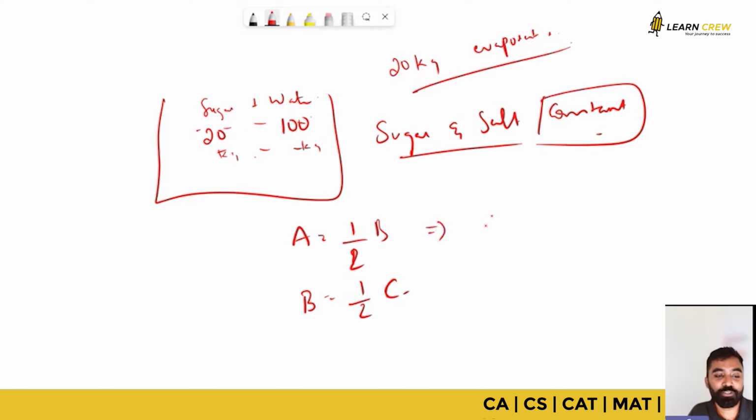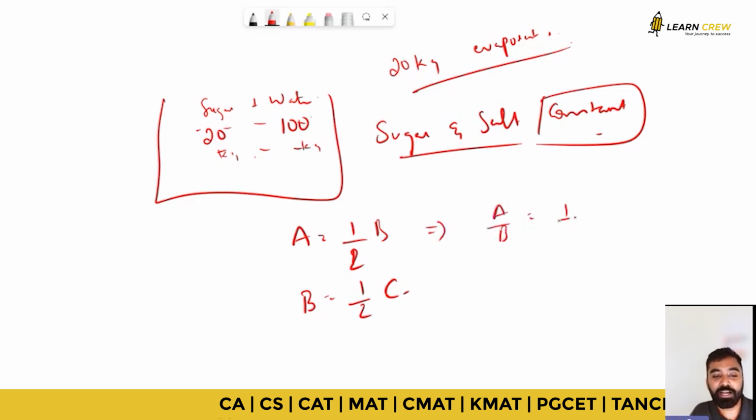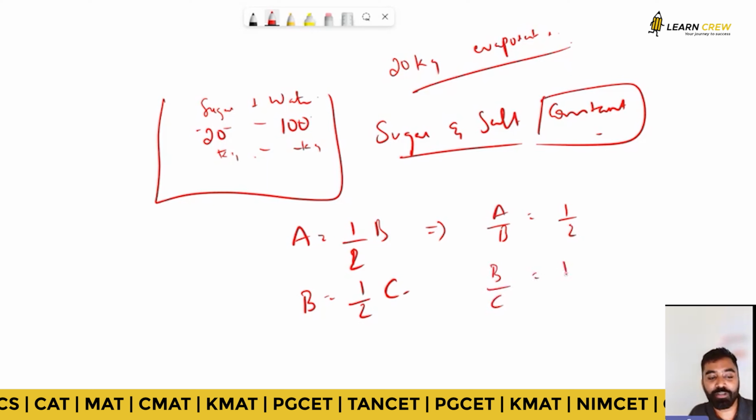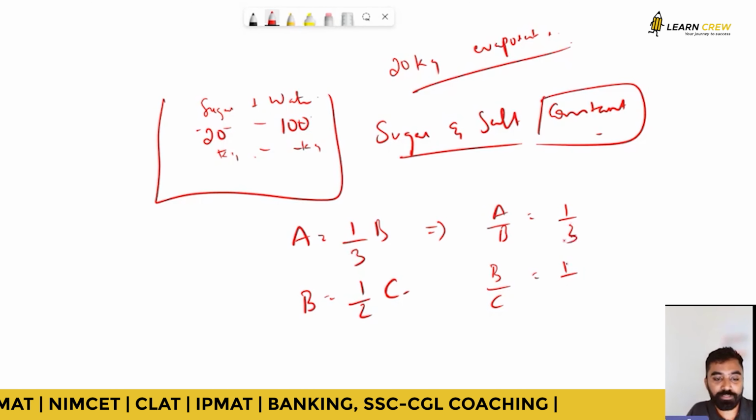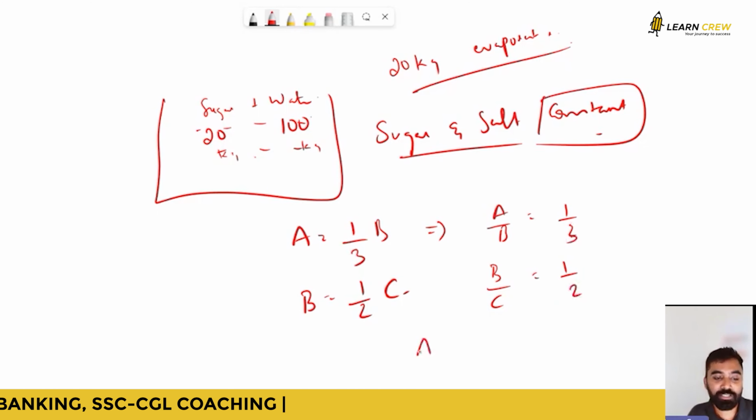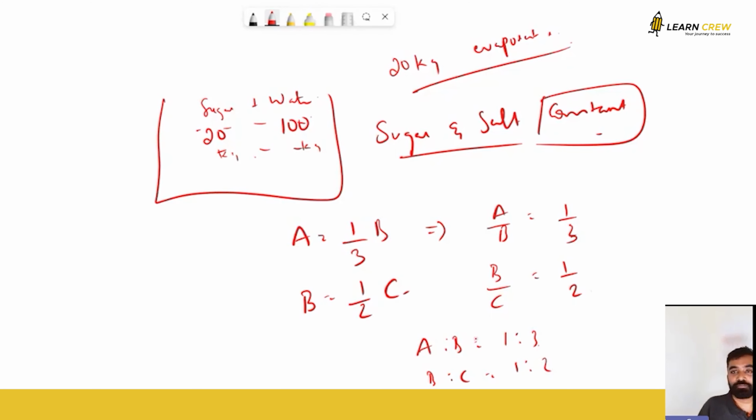How do you do this? A divided by B equal to half and B divided by C equal to half. Oh, sorry, this is 1 by 3 you take it, and this is 1 by 2. This is nothing but A is to B equal to 1 is to 3, B is to C equal to 1 is to 2. So now you know how to solve it. After making it common, this is going to be 1, 3 and 6.